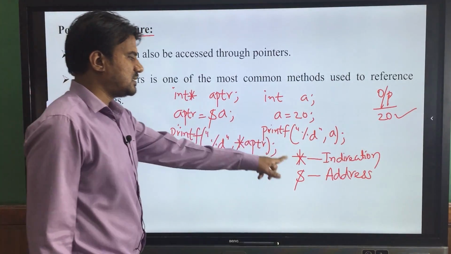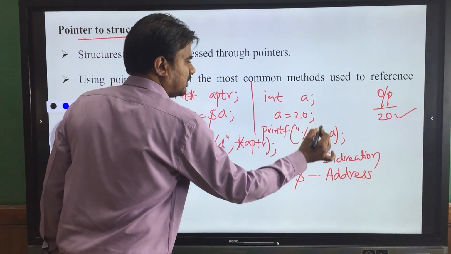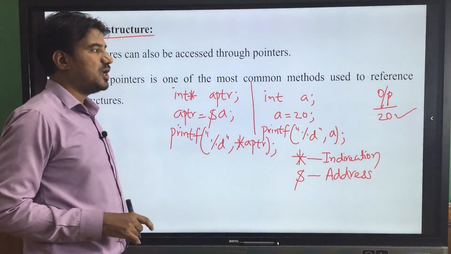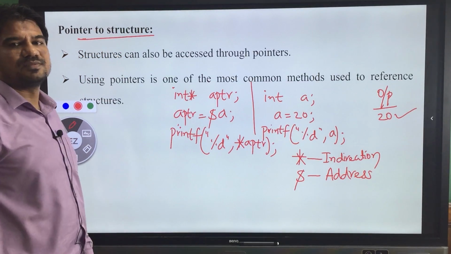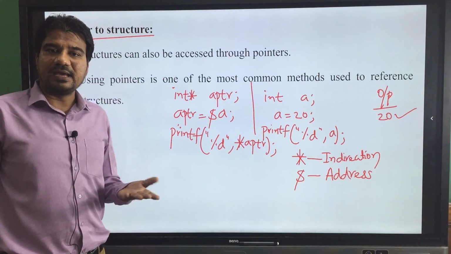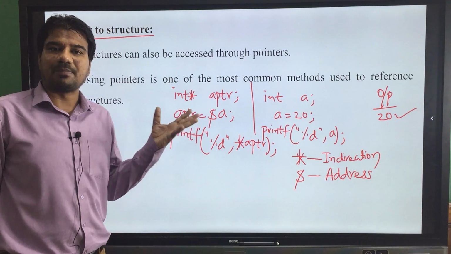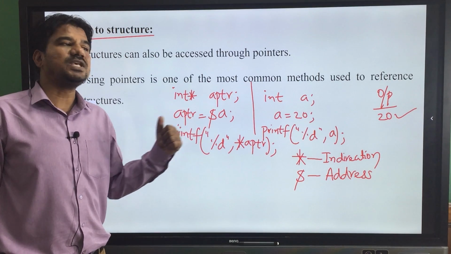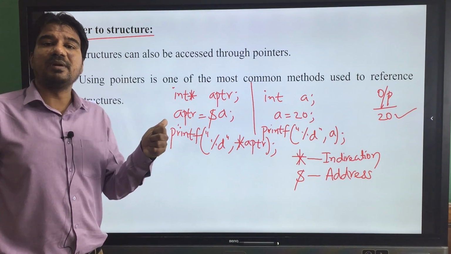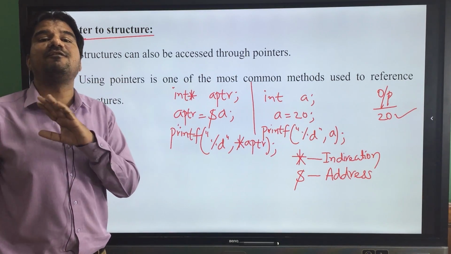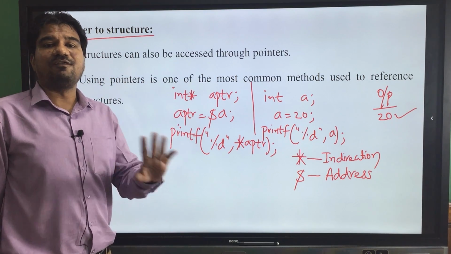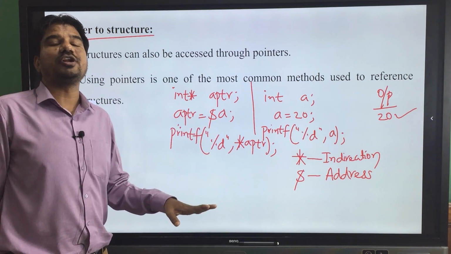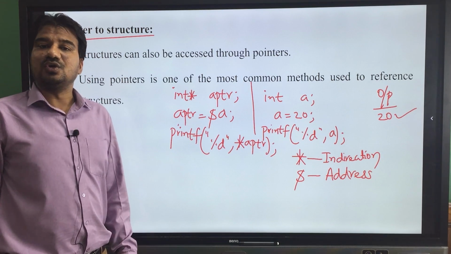What is the difference between this and this? Here, using the variable, we are accessing the value directly. But here, using the pointer, we are accessing the value indirectly. So this is direct access, this is indirect access. Moreover, when you go for real-time applications, real-time project and application development, they prefer using pointers only. They don't prefer using the regular variables, because using pointers is an efficient way to access the memory locations, to access the computer memory. That's the reason pointers are more important than regular variables in your C programming.